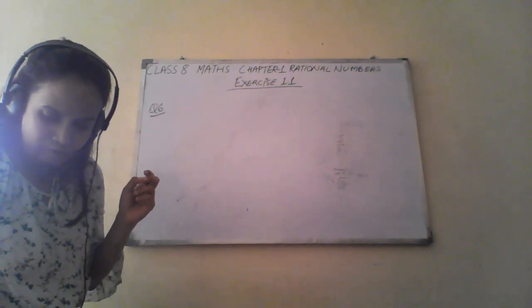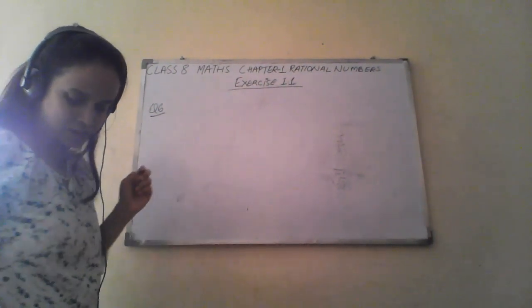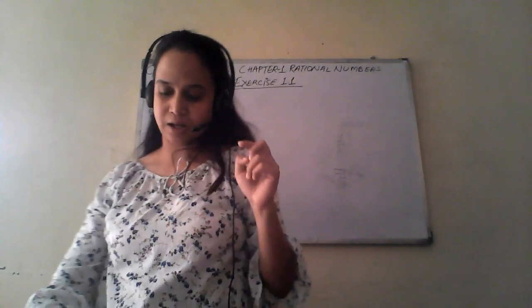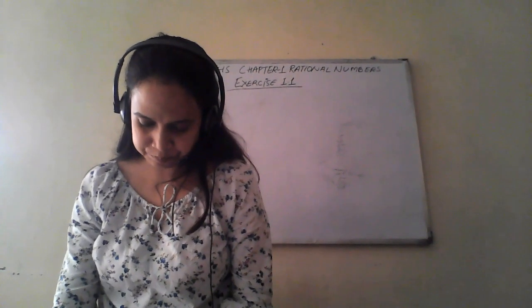13 by the reciprocal of minus 7 upon 6. So it's very simple. You have to just multiply 6 by 13 by minus 7 upon 16. It's reciprocal, we have to multiply.